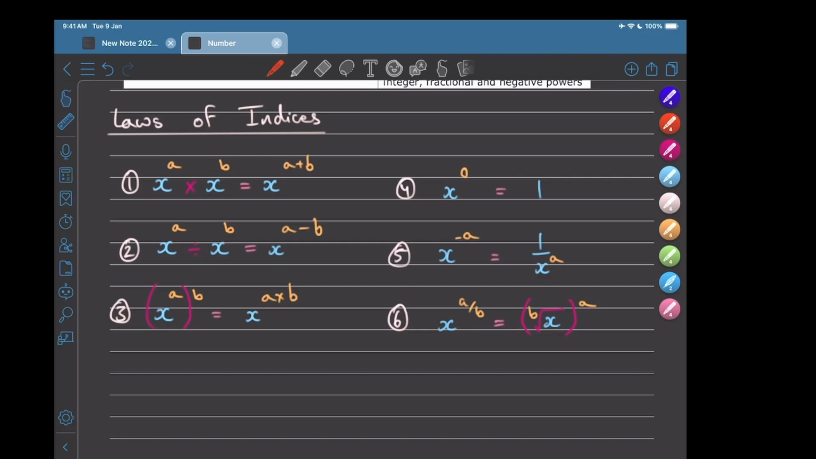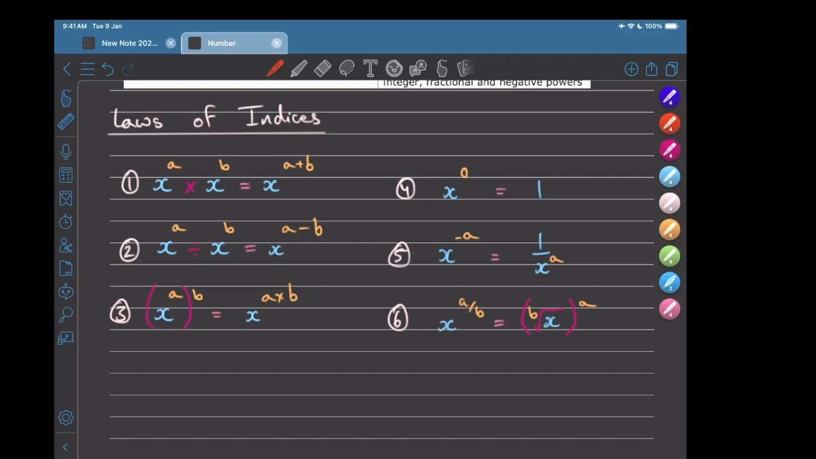Another law of indices is x to the power of 0. Whatever the number is, if it is 99, negative 99, whatever the number in the world of maths, the answer will always be 1. If it is power to 0, whatever the thing is, the answer must be 1. That's again the law of indices.